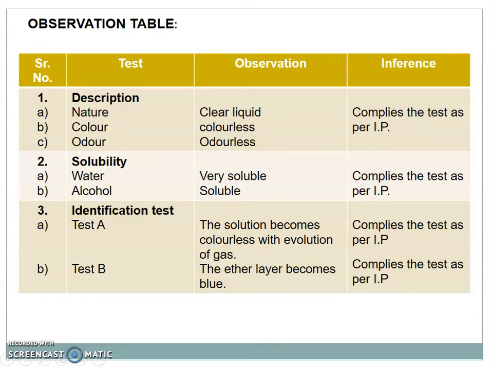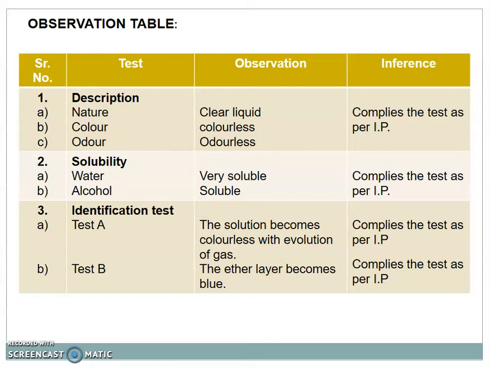Now let's start with observation table. First is description, its nature, clear liquid, colorless and odorless. That means it complies the test as per IP. Solubility in water, it is very soluble, and in alcohol it is soluble. That means it complies the test as per IP.